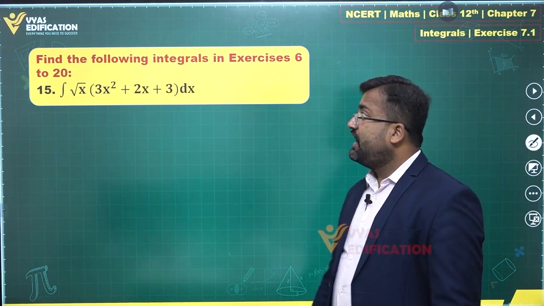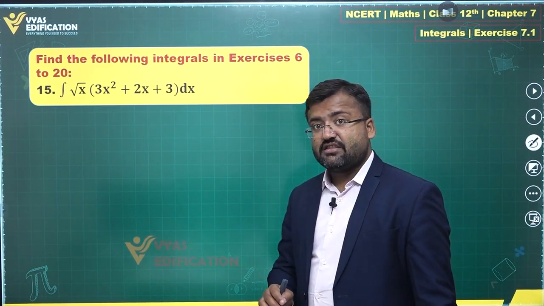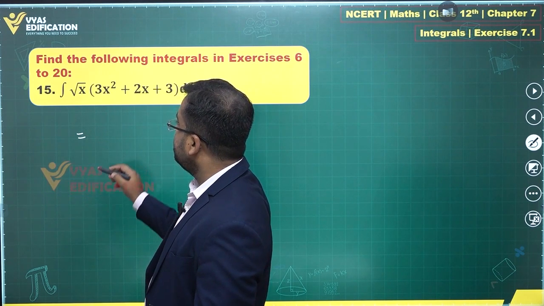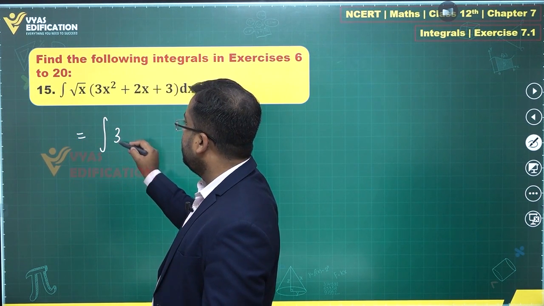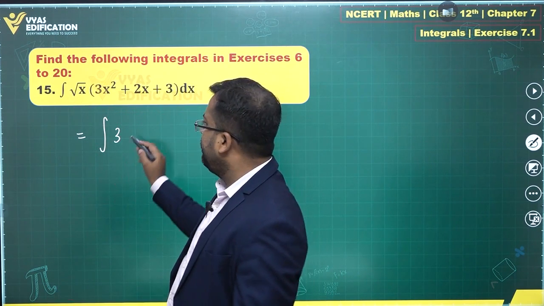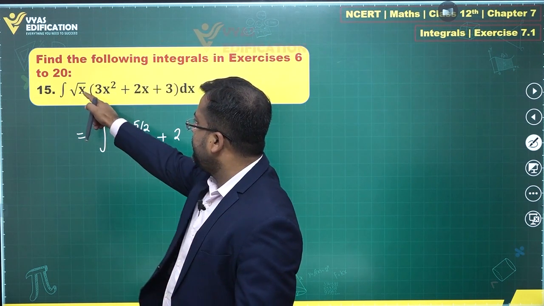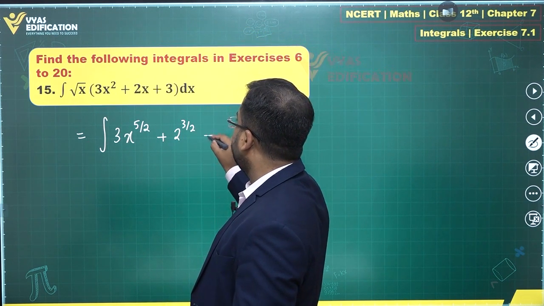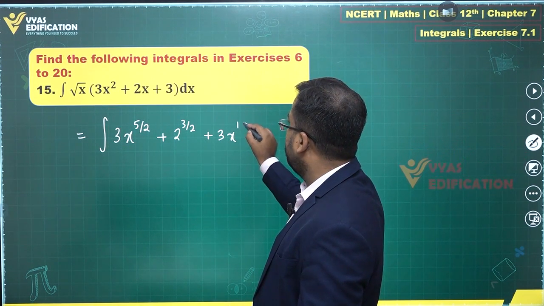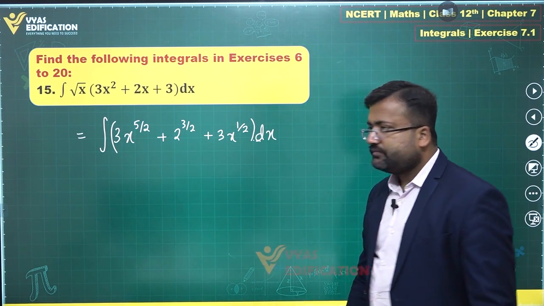The 15th question, we have root x times 3x square plus 2x plus 3 dx. Let's multiply that root x inside. So this becomes integral of 3 x square root x. Now power 2 and power 1 by 2 will add to power 5 by 2, plus 2 times power 1 by 2 will be power 3 by 2, plus 3 times root x, which is x power 1 by 2, dx. This is what I'll get, right?